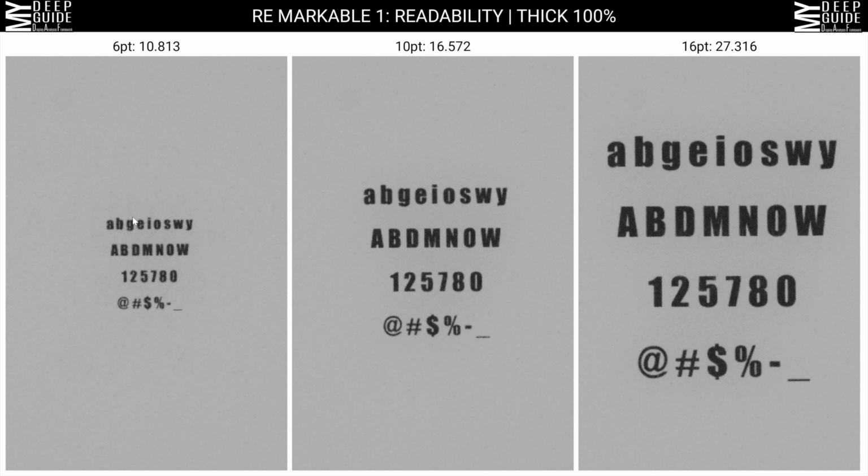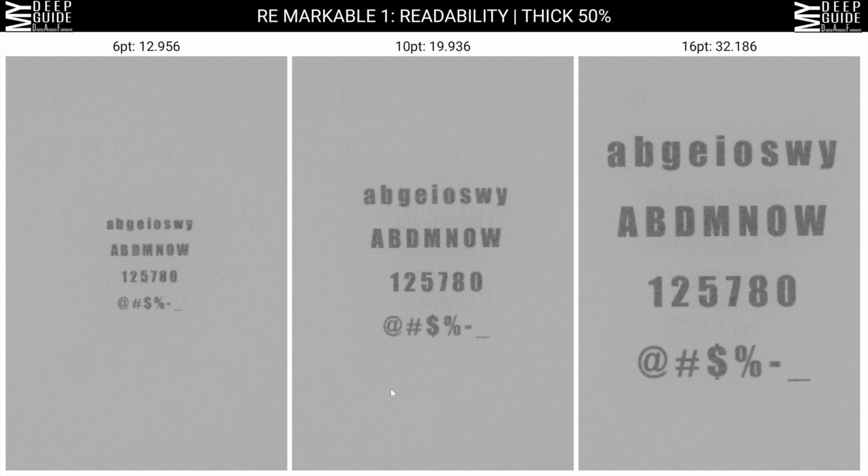And again, on some of the Boox devices, we've noticed that bleed actually kind of comes through, especially on Kaleido-powered devices, but that's certainly not the case here. And it remains legible and readable with the thick font at 50% blackness.